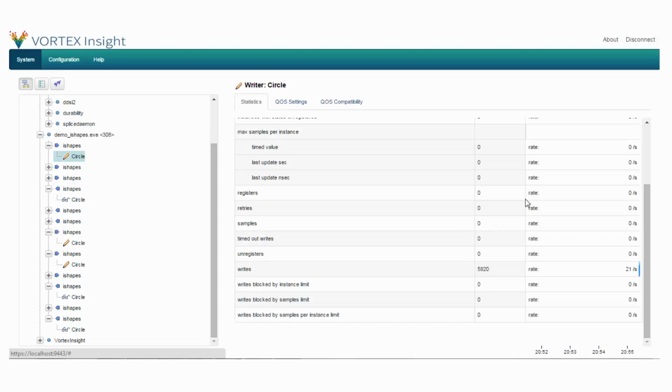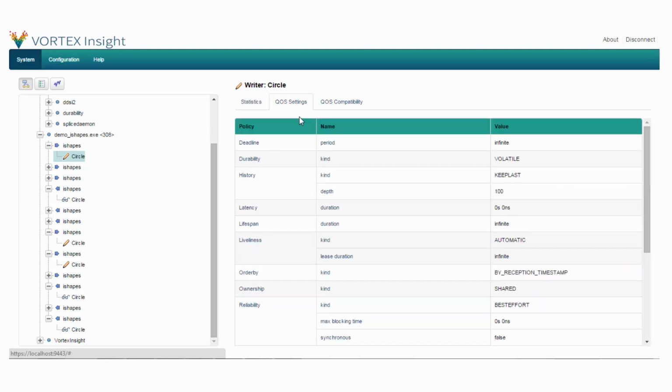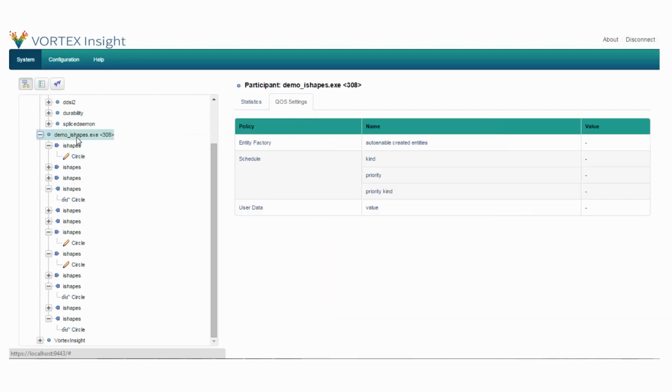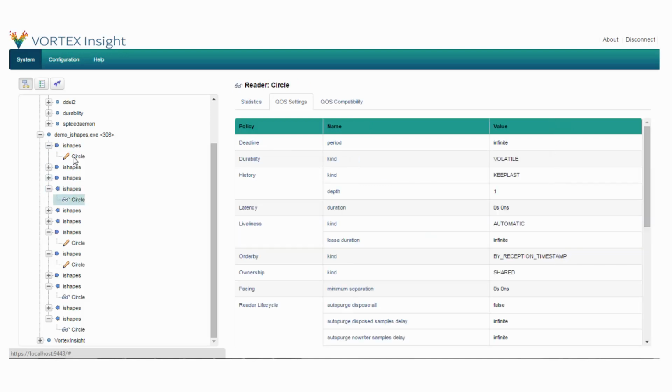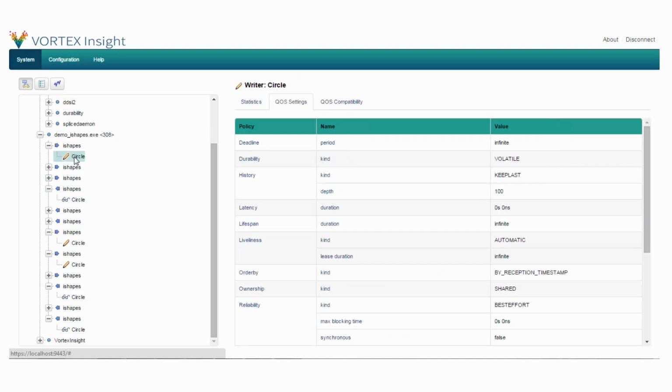A change rate graph section is also available, which displays the rate at which each statistical value is progressing. For example, here the number of writes for this given writer is evolving at the rate of about 20 writes per second. QoS settings information are also available for applicable entities such as participants, publishers and subscribers, as well as readers and writers. Vortex Insight also provides a dedicated view for topics.